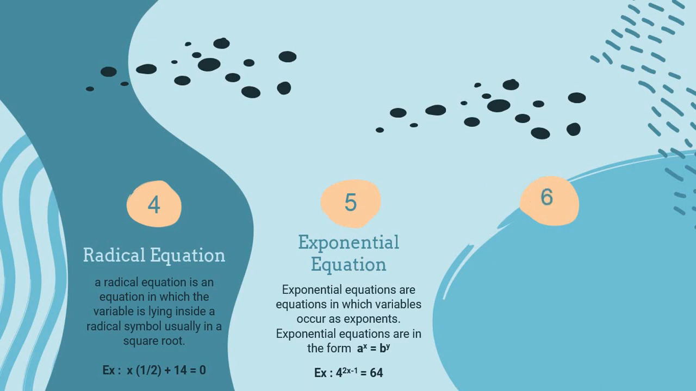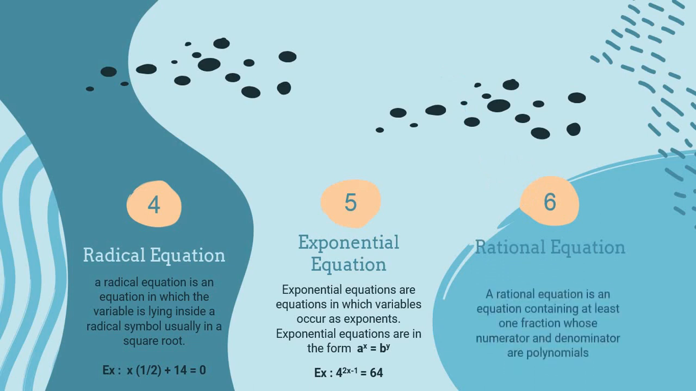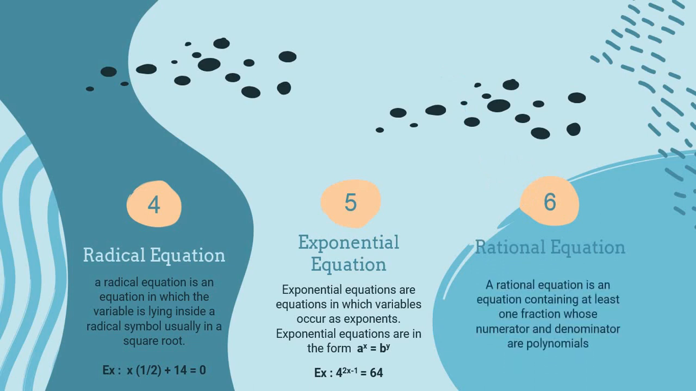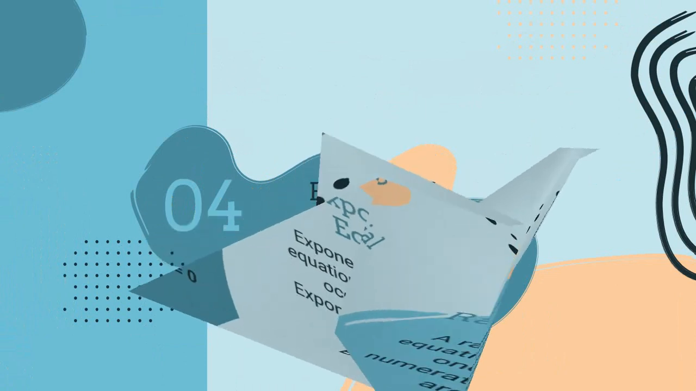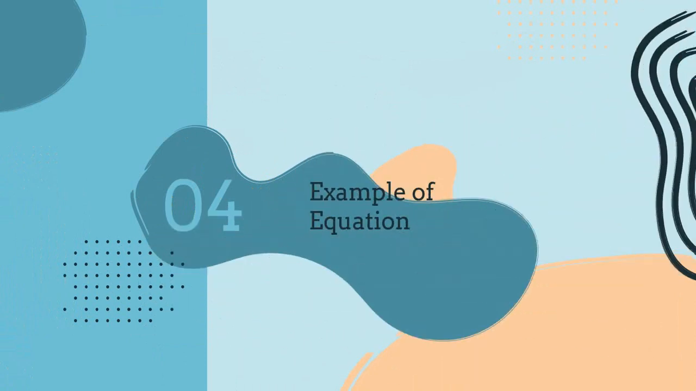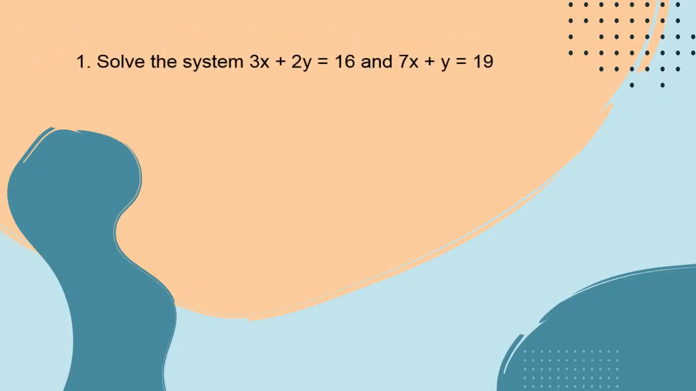6. Rational equation. A rational equation is an equation containing at least one fraction whose numerator and denominator are polynomials. 4. Example of equation. There are two examples of an equation problem.